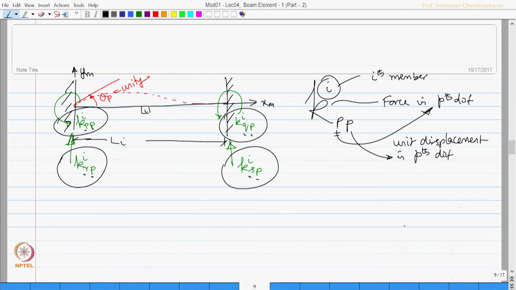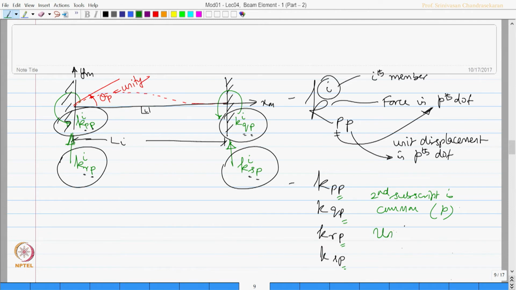So, there is one more important thing I want you to observe. You can see the second subscript in all the notations in K P P, K Q P, K R P, K S P. The second subscript in all the notations is P, is common, which indicates that we have given unit displacement at pth degree.